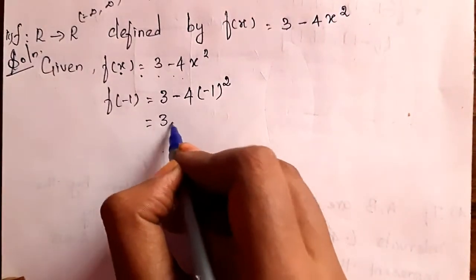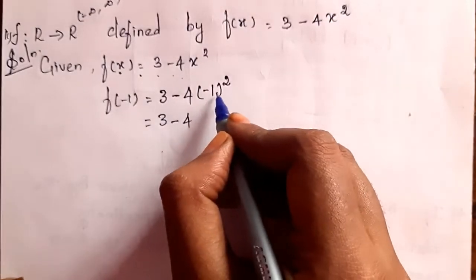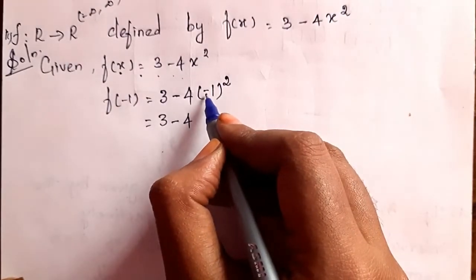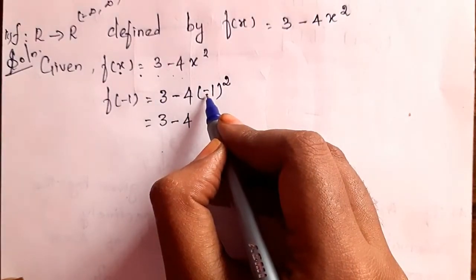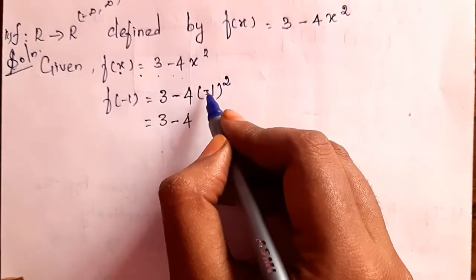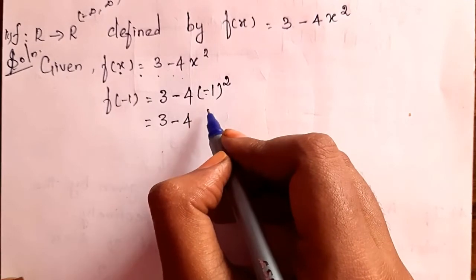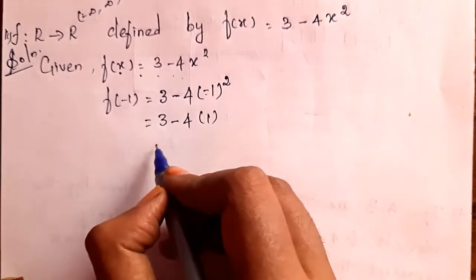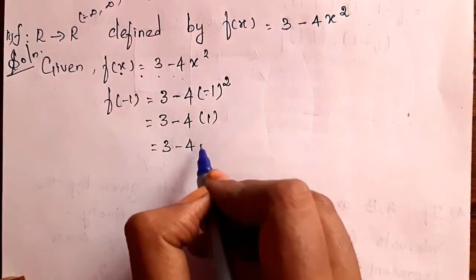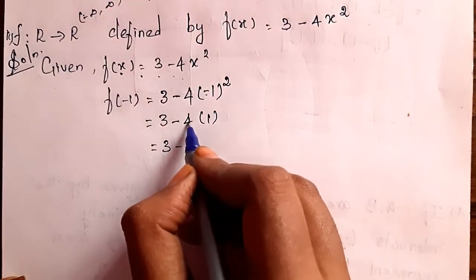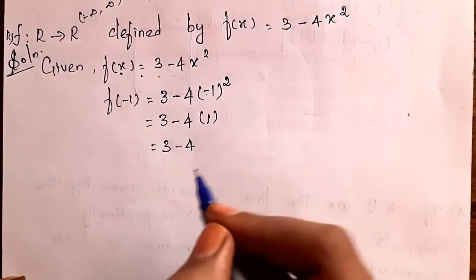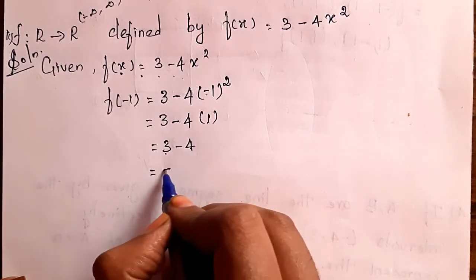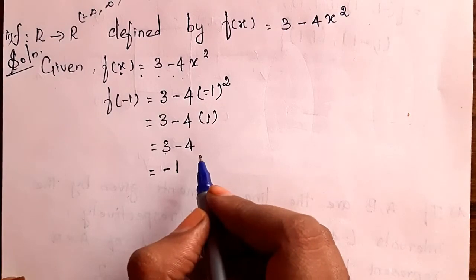3 minus 4, in this place of x square, you put minus 1. That is equal to 3 minus 4 into minus 1 square. You have to square the symbol minus also 1. When you square a negative, you will get plus. When you square 1, you will get 1. So 3 minus 4, because 4 into 1 is 4. So 3 minus 4, you will get minus 1. Okay.